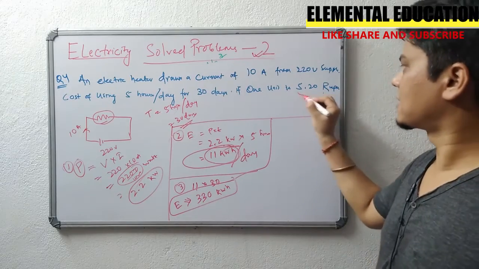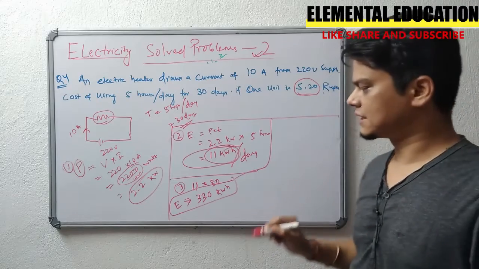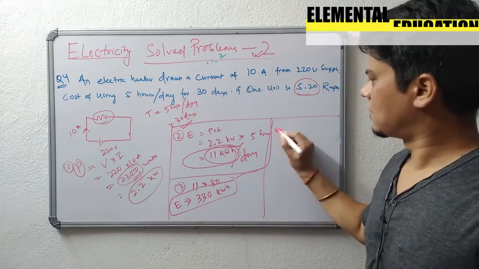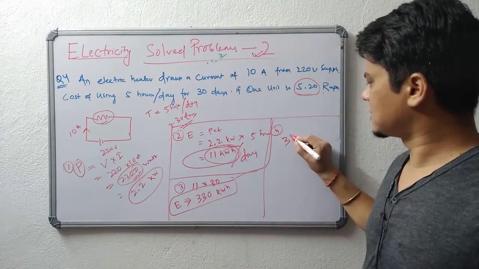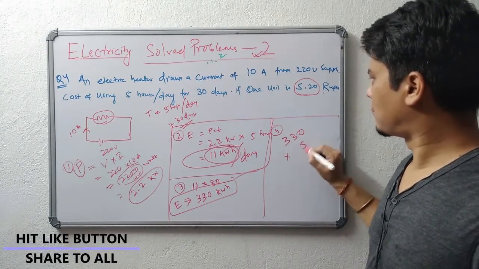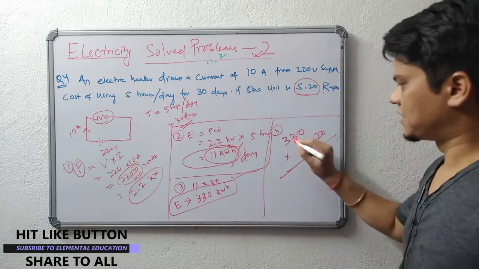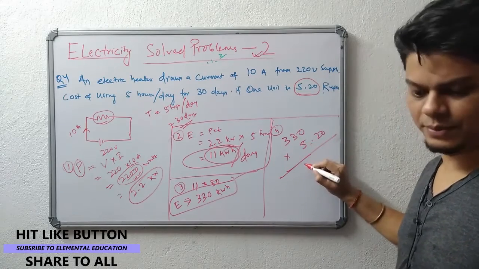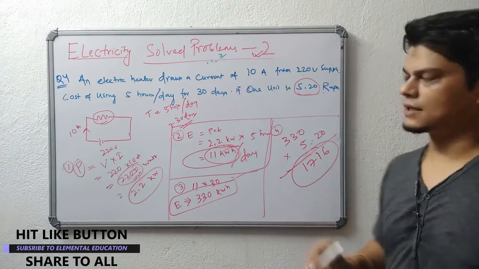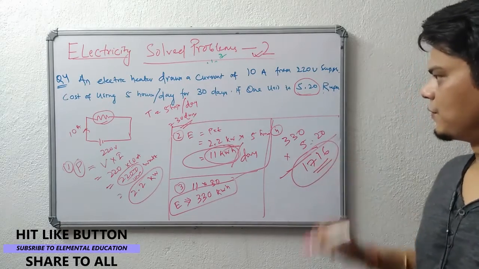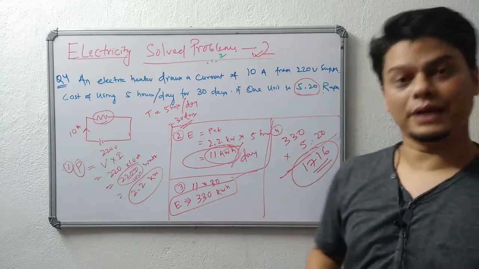So what is given here? 5 rupee 20 paisa per 1 unit. So what will be the value? Part 4 is, 330 into 5 rupee 20 paisa. So 330 into 5 rupee 20 paisa, the value will be 1716 rupees. This much amount we have to pay to the electricity board as an electric bill.